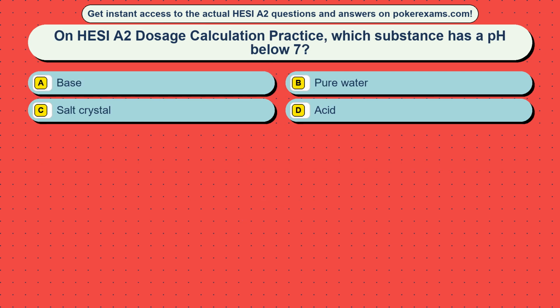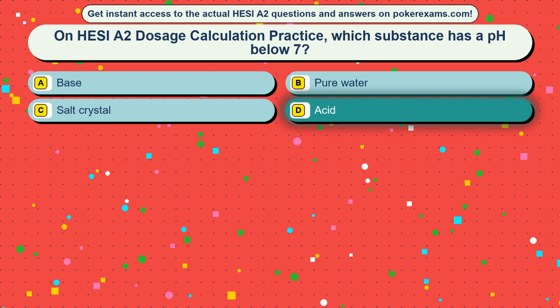Question 14. On HESI A2 dosage calculation practice, which substance has a pH below 7? Option A, base. Option B, pure water. Option C, salt crystal. Option D, acid. The correct answer is option D, acid.